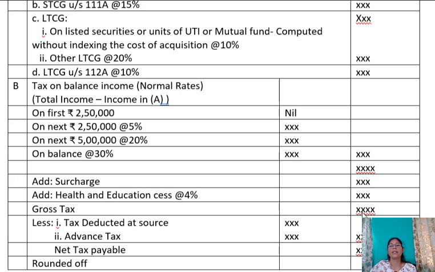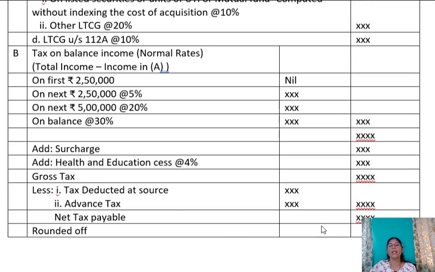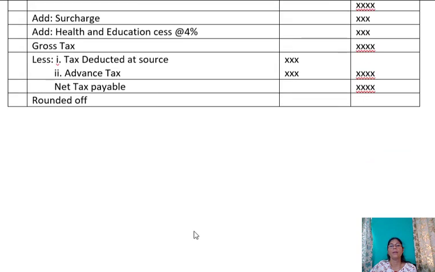From the gross tax that is payable, we can deduct tax deducted at source as well as advance tax paid. So thereby we get the net tax liability or the net tax payable. We can round it off to the nearest 10 rupees.